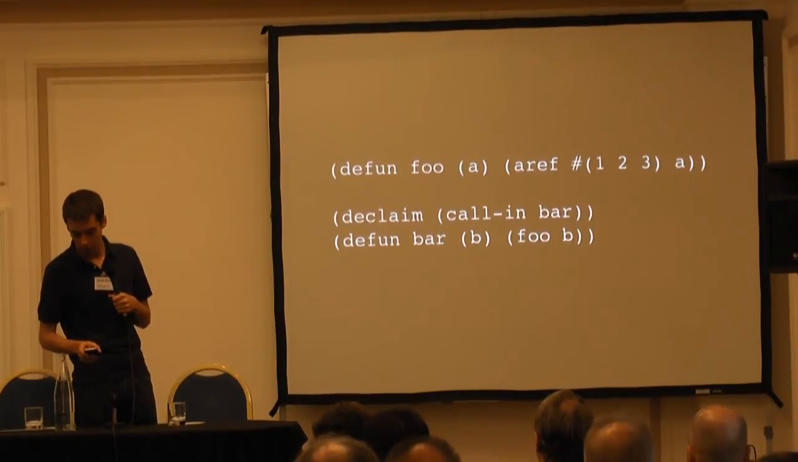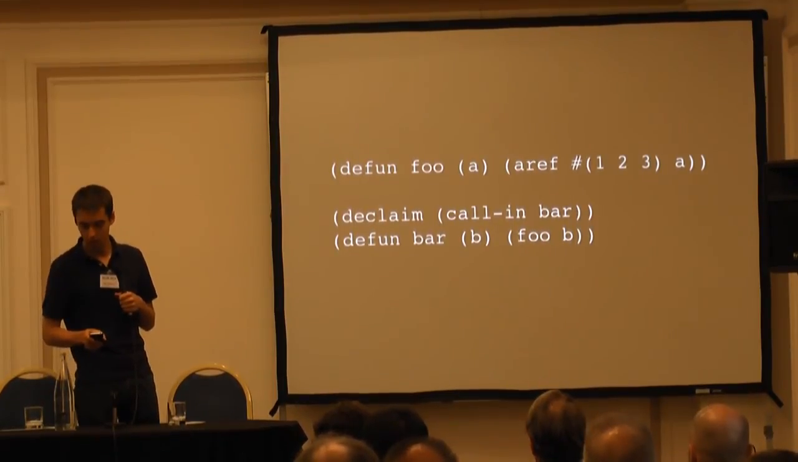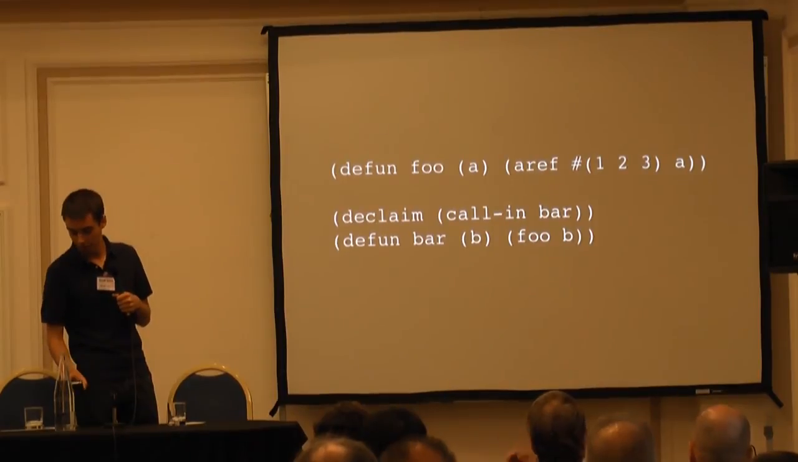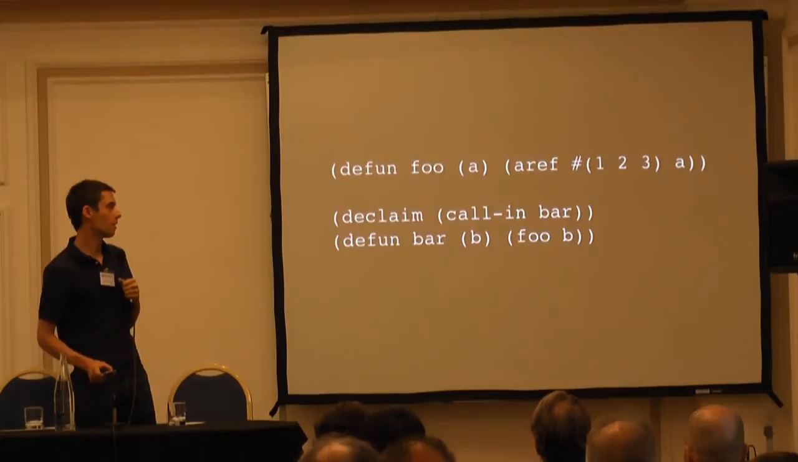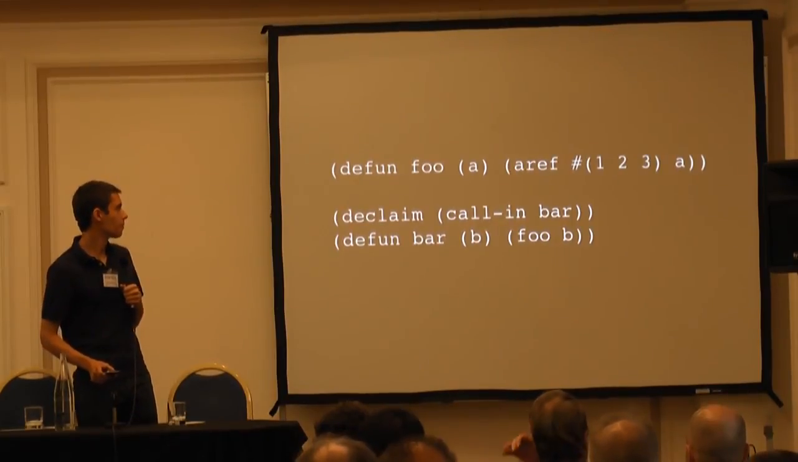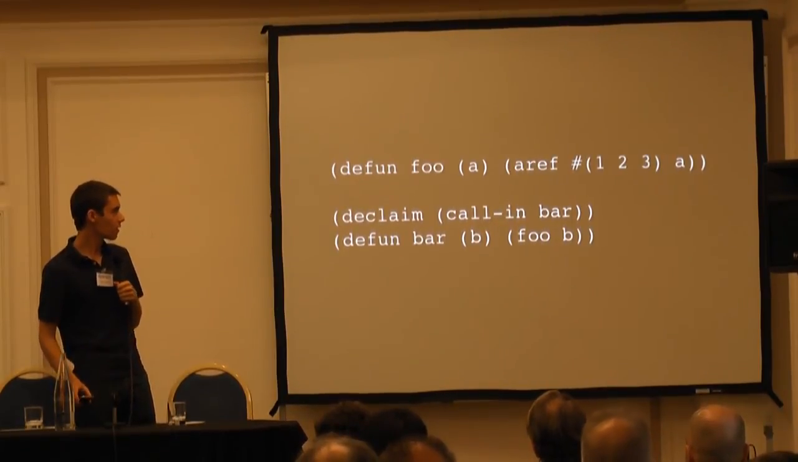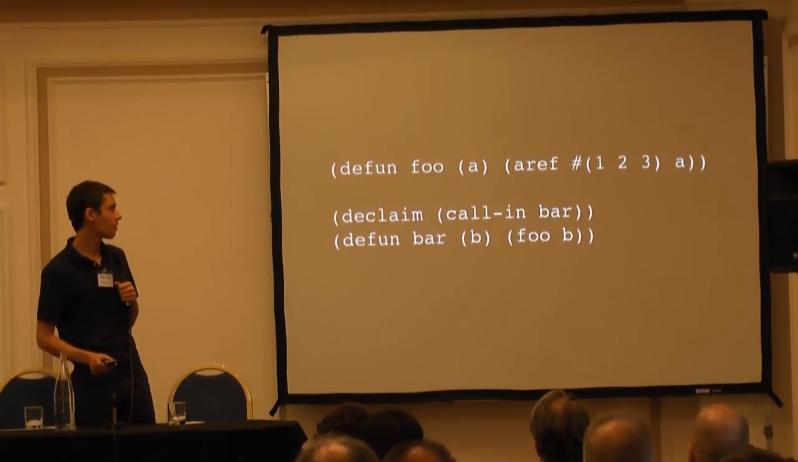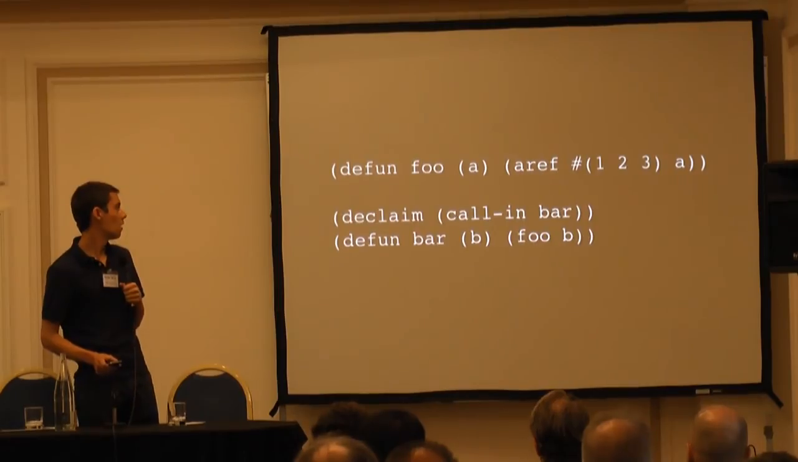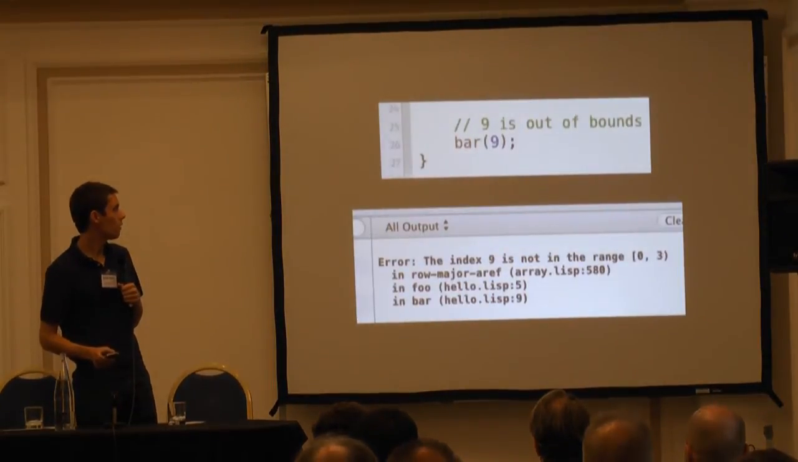So let's talk about debugging. It may all sound nice, but how are you actually going to figure out errors and so on? So I have a function foo. It indexes into an array of size 3. And I have a function bar, which just calls foo. So suppose that I call bar with an argument of 9, which is well out of bounds.